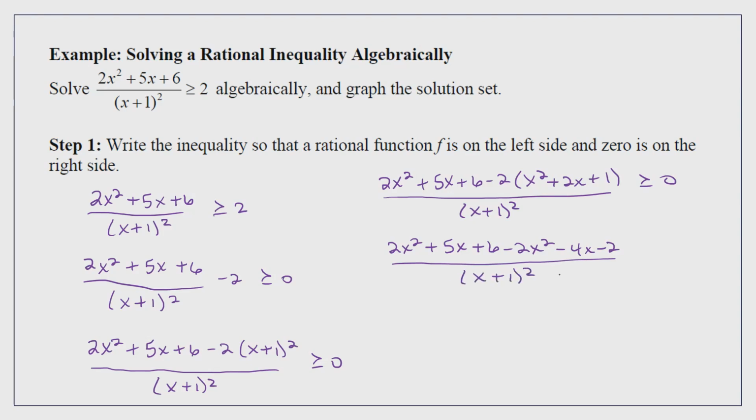And then we can combine like terms. So the 2x and the -2x squared, those cancel. We have 5x minus 4x, which is x, 6 minus 2, which is a positive 4, over (x plus 1) squared is greater than or equal to 0. Okay. And so that is our inequality where our left side has our rational function and our right side has 0.